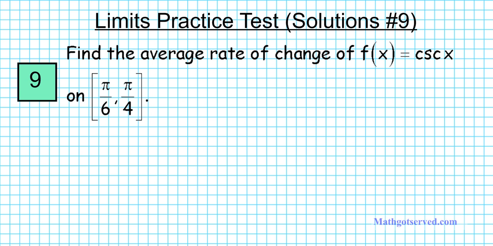All right, let's take a look at question number 9. For question 9, we have to find the average rate of change of the function f of x equals cosecant x on the interval pi over 6 to pi over 4. Before we solve the problem, let's take a look at the formula for average rate of change.